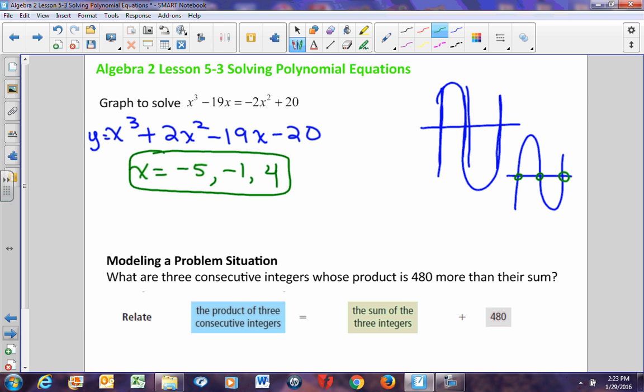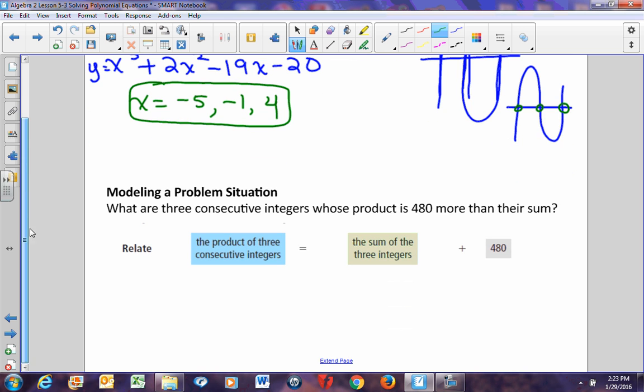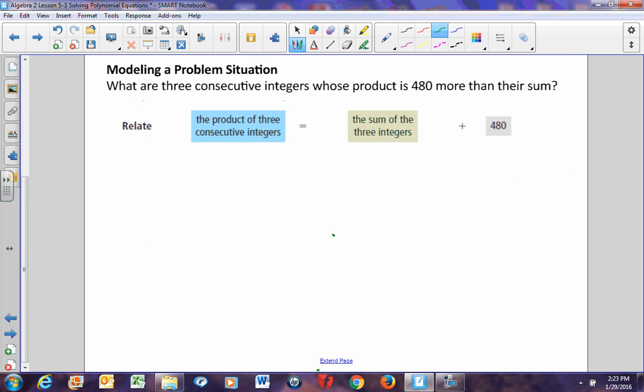Last but not least, modeling a problem. Okay? What are 3 consecutive integers whose product is 480 more than their sum? So basically, the product of 3 consecutive integers equals the sum of the integers plus 480. That's what we're looking for. So first thing we need to do is we need to make sure we define some variables. So I'm going to let x equal my first integer. Since these are consecutive, I don't have to worry about odd or even, so x plus 1 is my second, and x plus 2 is my third.